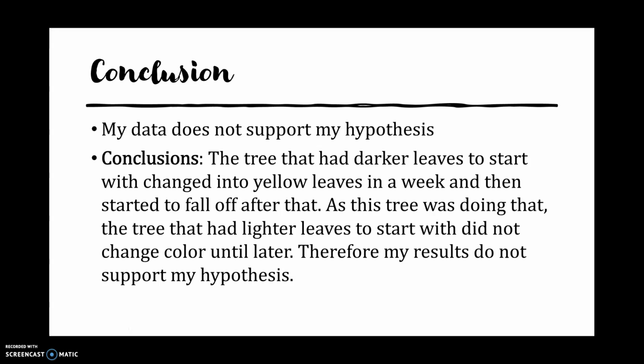So, in conclusion, my data does not support my hypothesis. Basically, the tree that had darker leaves to start with changed into yellow leaves in a week, but then they started to fall off after that. As this tree was doing that, the tree with the lighter leaves started with lighter leaves, kept getting lighter slowly, and eventually didn't start falling off until after the other tree basically had no leaves on it at all. So therefore my results do not support my hypothesis.